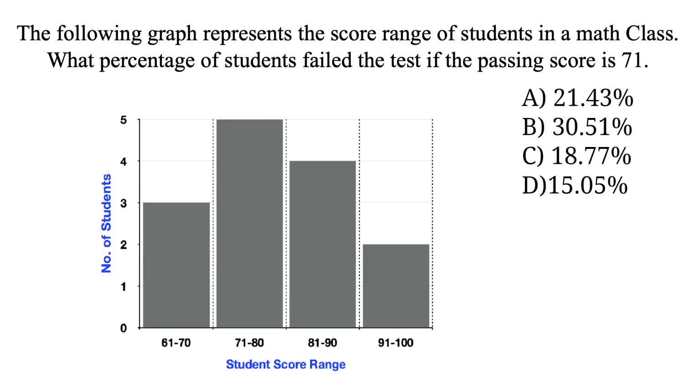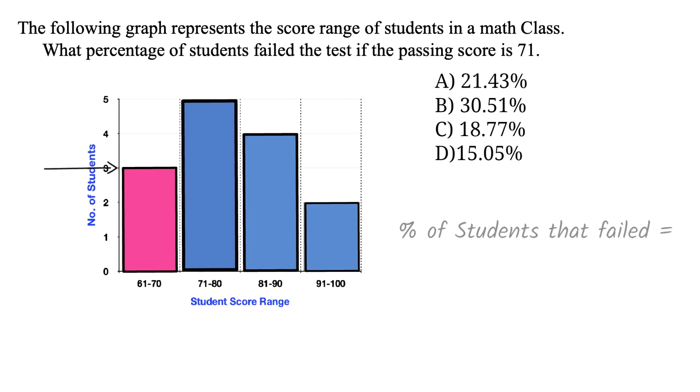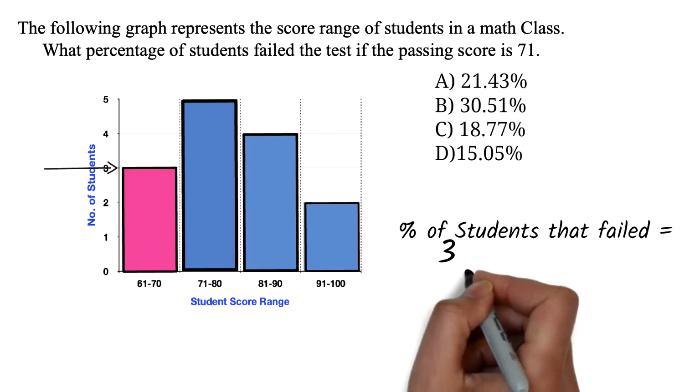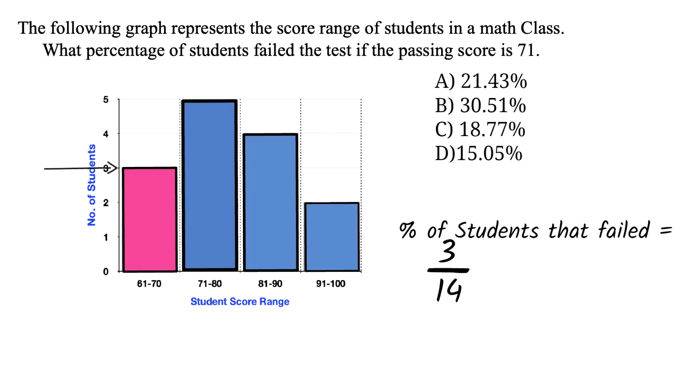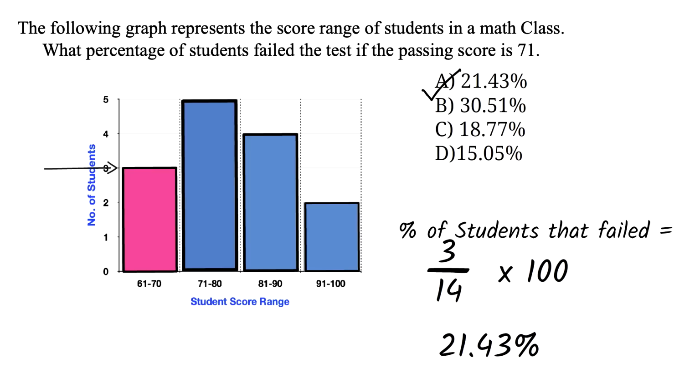From the graph, we can see that 3 students scored 61 to 70. All the other students scored 71 or above. The percentage of students that failed will be the number of students that failed, which is 3, over the total number of students, which is 14, like we saw in the previous question. This will be multiplied by 100 to get the percentage. Compute this on the calculator to get 21.43% failed. The correct answer is therefore A. With what you just learned, you should be able to answer questions like what percentage of students passed and what percentage of students scored 71 to 80?